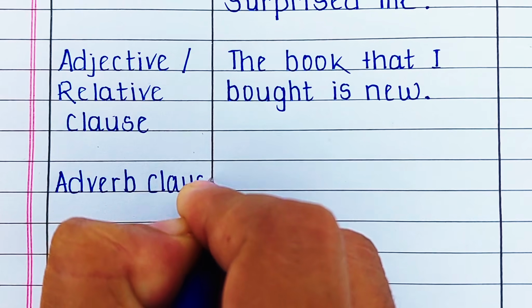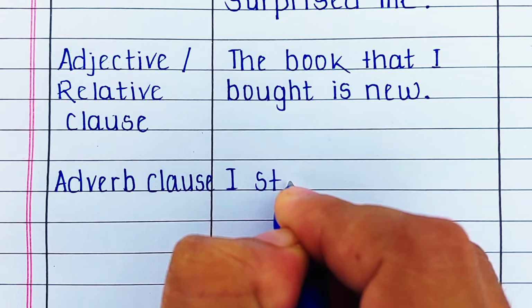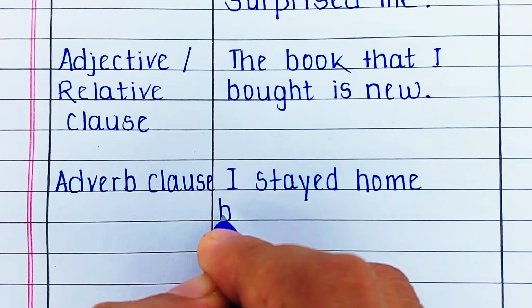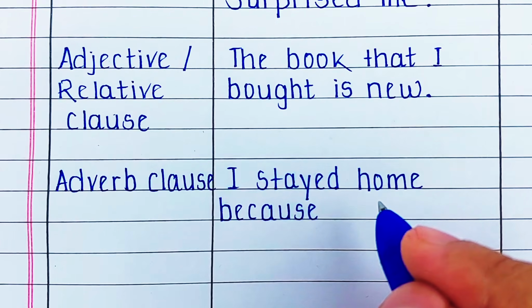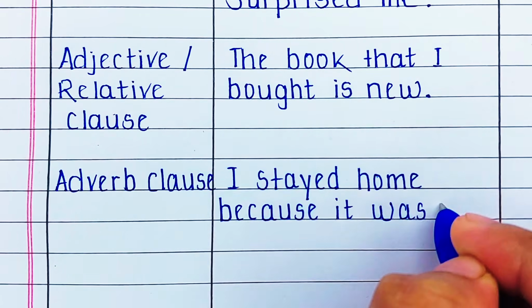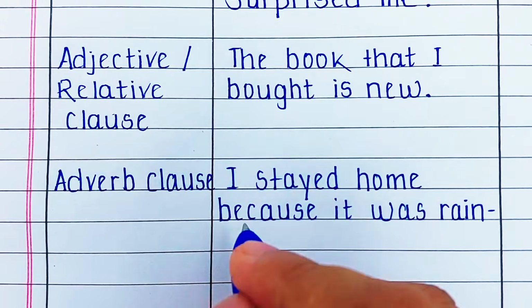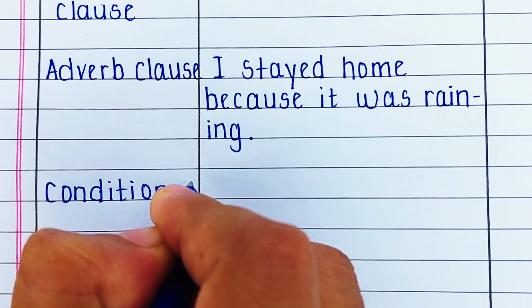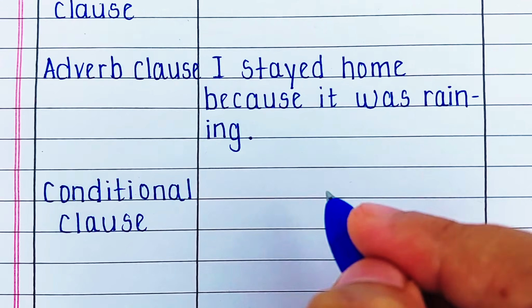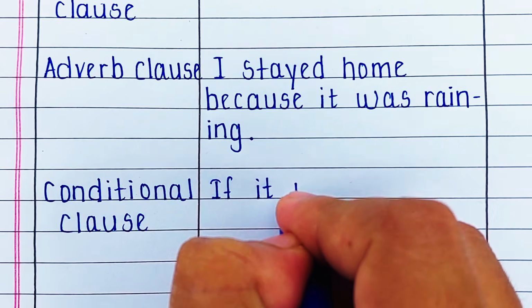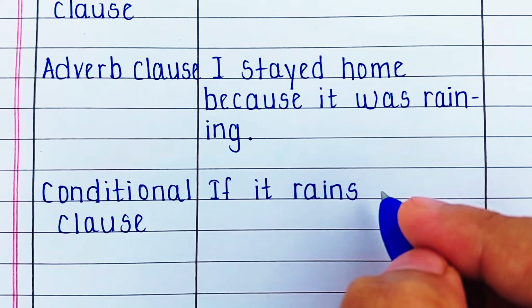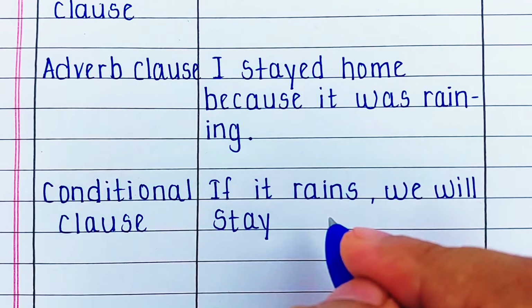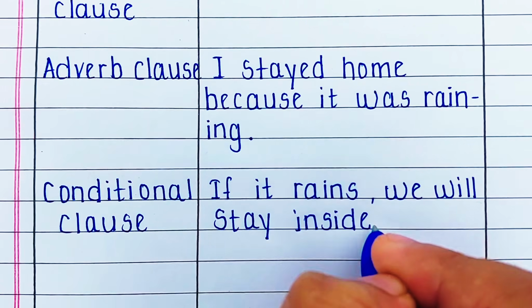The next type is the adverb clause. Adverb clauses modify a verb, adjective or adverb and show time, reason and condition. For example, I stayed home because it was raining. The next type of clause is the conditional clause. They express a condition. For example, if it rains, we will stay inside.